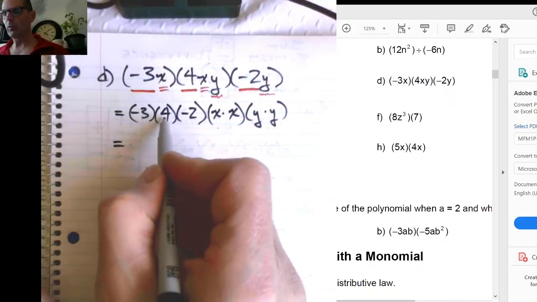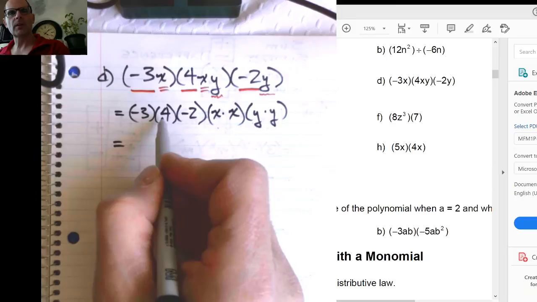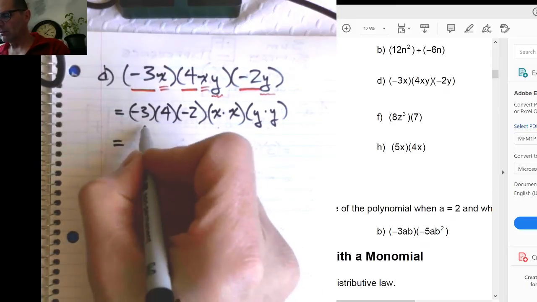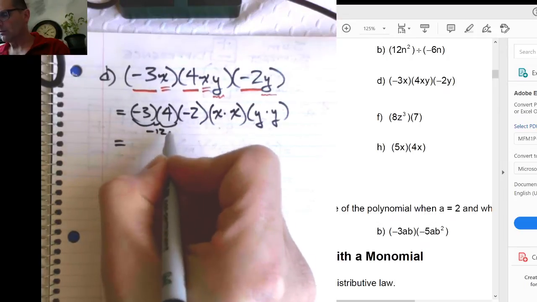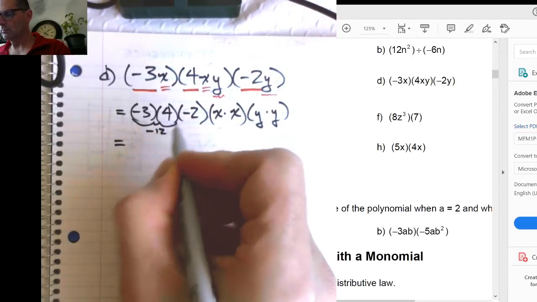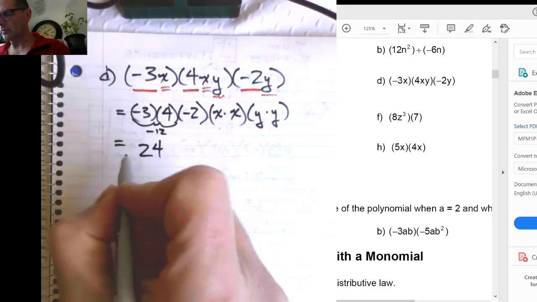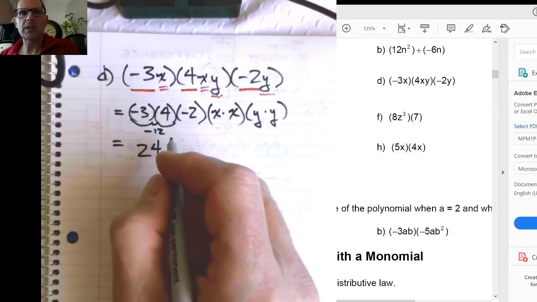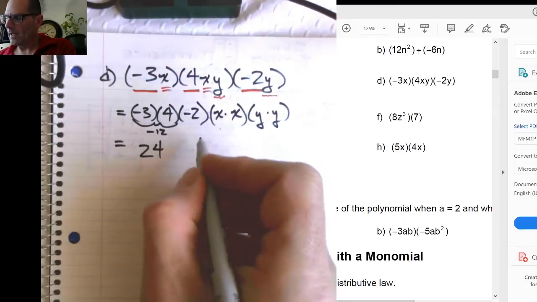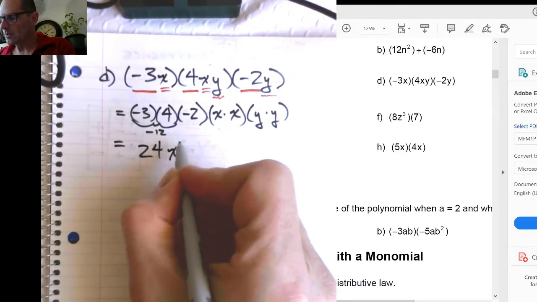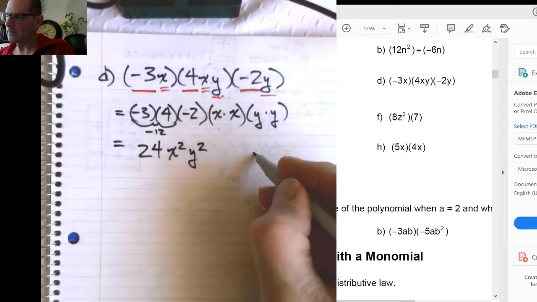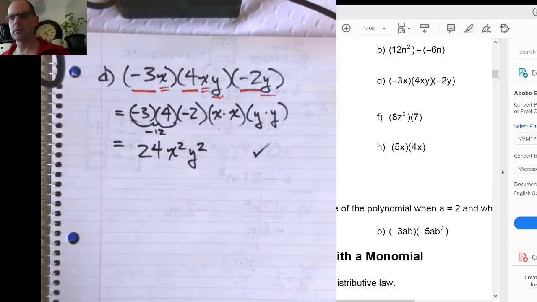Negative 3 times 4 is going to give me negative 12. And then negative 12 times the negative 2 becomes positive 24. So I don't need to write the plus sign right there, but it's there. And then x times x is x squared, and y times y is y squared. And there we go. That's the finished simplified answer to that question.